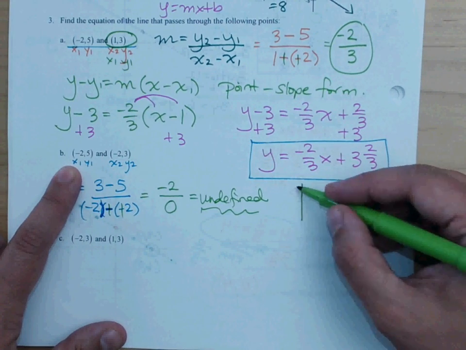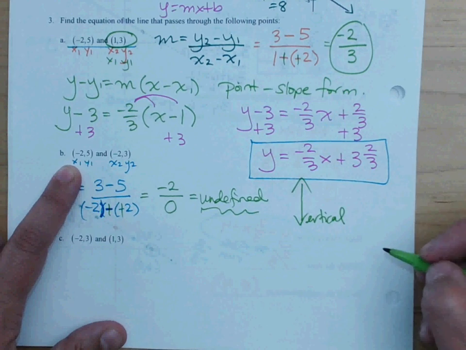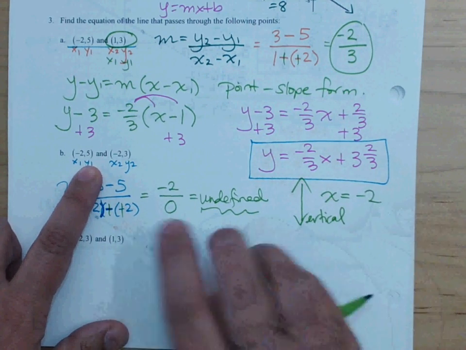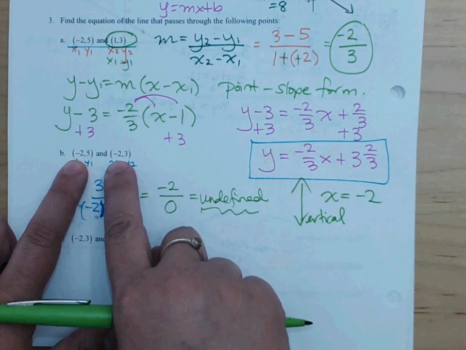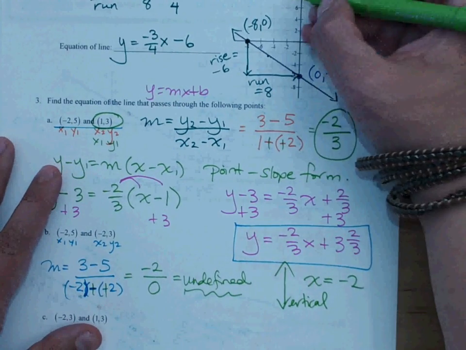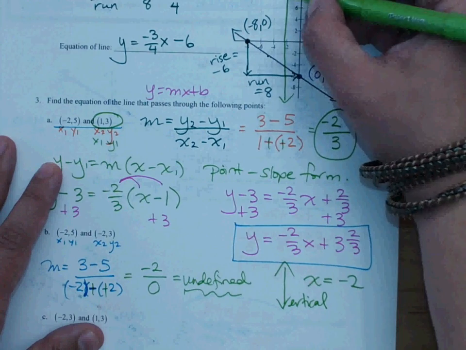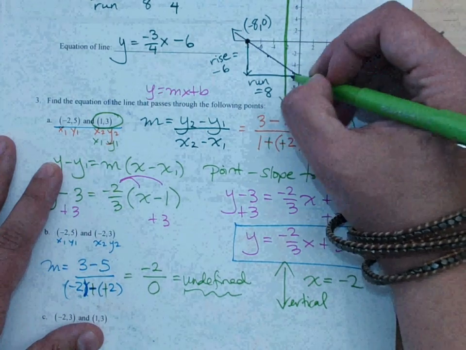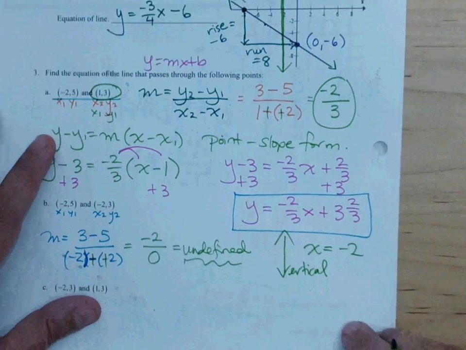So our slope is undefined, which means this is what kind of line? This is a vertical line. And the equation will be x equals negative 2, because you notice in both sets of ordered pairs, the x is equal to negative 2. If I were to graph that on the axis above, it would look like this. A vertical line crossing through x equals negative 2, because all along that vertical line, all of the x coordinates are going to be equal to negative 2.